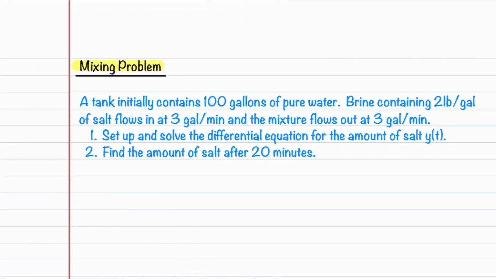In a mixing problem, what you're going to do is track the amount of a substance in a tank over time. Suppose a tank initially contains 100 gallons of pure water. Brine containing 2 pounds per gallon of salt flows in at 3 gallons per minute, and then the mixture flows out at also 3 gallons per minute. What we want to do is set up and solve the differential equation for the amount of salt that we're going to call y of t. We can then use our solution to find the amount of salt after 20 minutes.